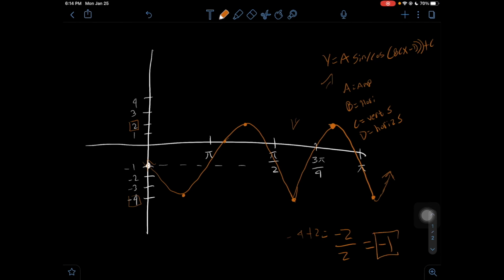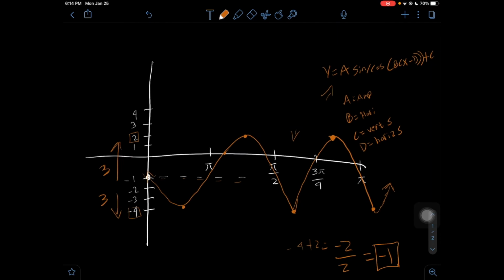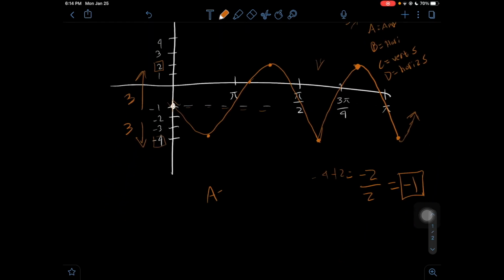-1 is going to be our center point. So if you have a center point at -1, I dashed it with some lines, as you can see right here. And we want to see how far we go from our center line, which we just determined was -1, to get to 2 and to get to -4. Well, from -1 to 2, it's 3, and from -1 to -4, it's also 3. That means our amplitude, or our vertical stretch, is 3. So we have an a value of 3.